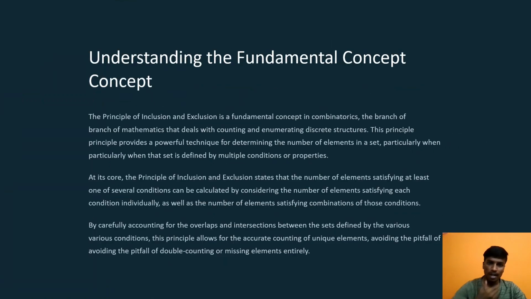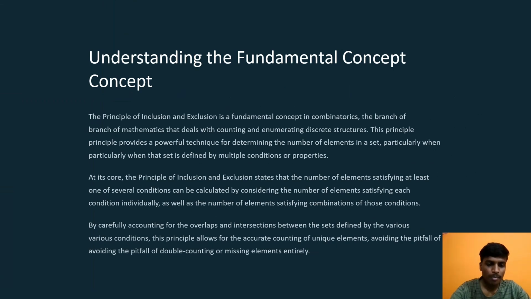So, understanding the fundamental concepts: the principle of inclusion and exclusion is a fundamental concept in combinatorics, the branch of mathematics that deals with counting and enumerating discrete structures. This principle provides a powerful technique for determining the number of elements in a set, particularly when that set is defined by multiple conditions or properties.